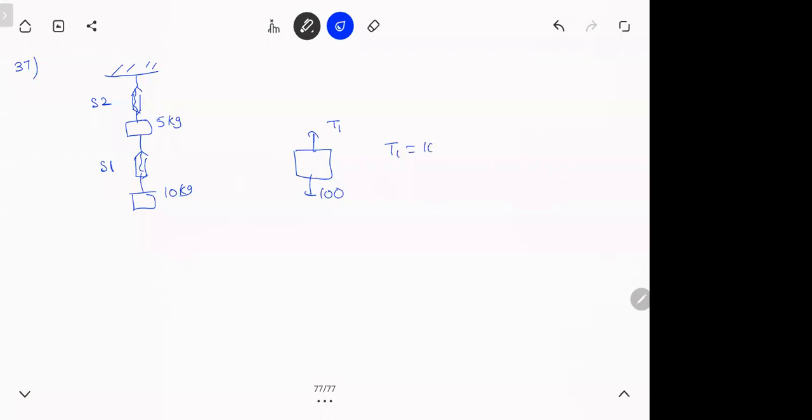So T1 will be 100. So spring 1 will show 10 kg. Kind of obvious actually. This is easy only. If you talk about the 5 kg block, the upper tension is T2. Your own weight 50 and T1 is also pulling down. So we have T2 is 50 plus T1, and T1 is 100. So 150. So spring 2 will read 15 kg.